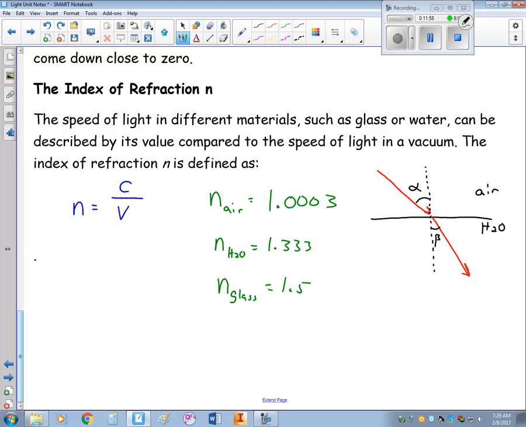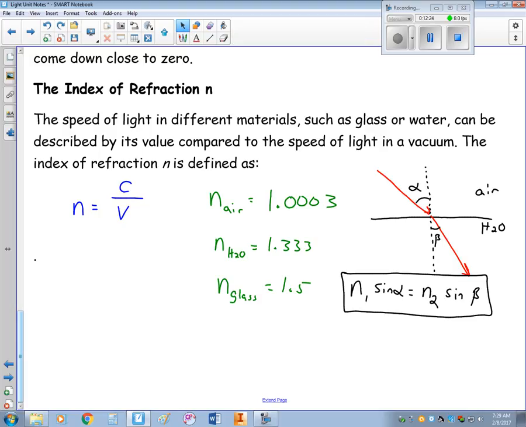And what this does is it gives us something called Snell's law. So if I have the index of refraction from the first medium times sine of the first angle, that has to equal the index of refraction for the second medium times sine of the second angle. So I can then use this to calculate what angle light should be bent at in the second medium. So again, that's Snell's law. A very useful formula.